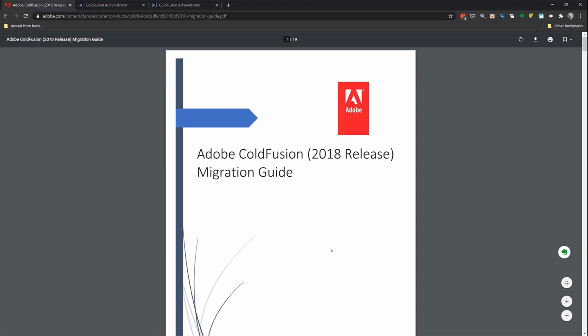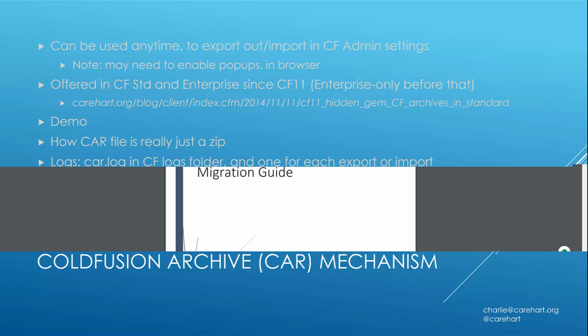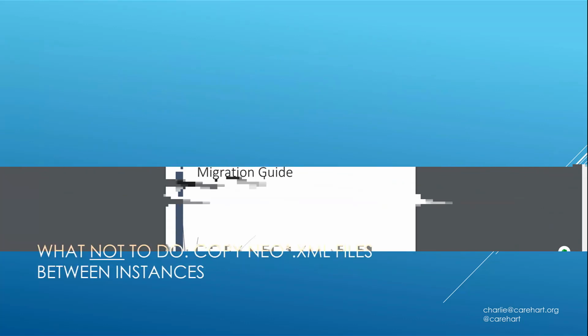It doesn't talk about any of that, unfortunately. I wish they did. That would make more sense for a migration guide. But anyway, it does talk about the CAR mechanism and the archive, automated migration wizard. So check that out on your own to get more insight and screenshots of the stuff that I just showed you.